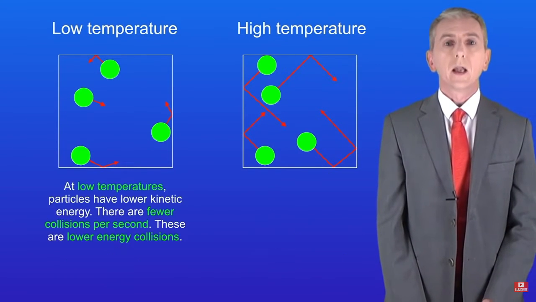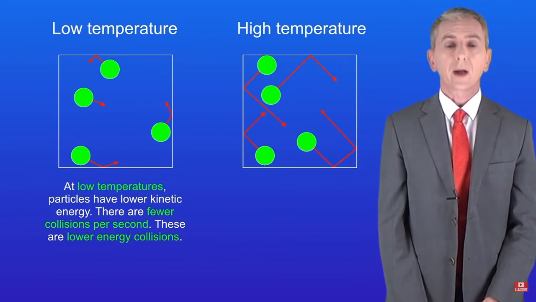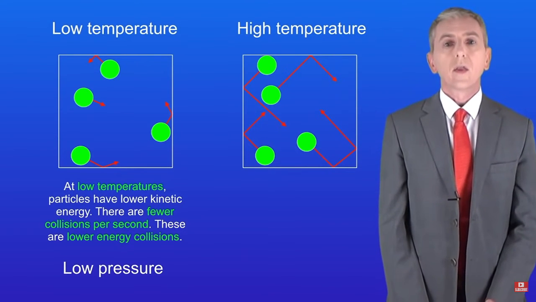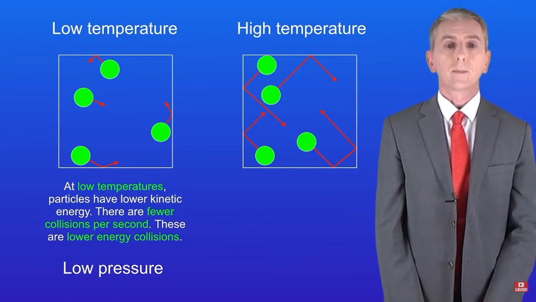At low temperatures, particles have got lower kinetic energy. This means there are fewer collisions per second, and these are lower energy collisions. This means that at lower temperatures, the gas pressure is relatively low.